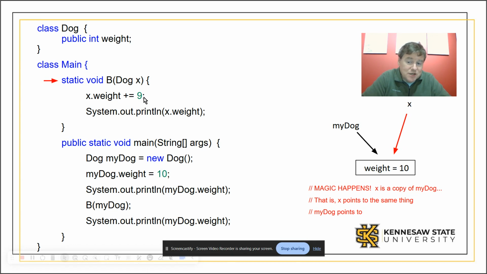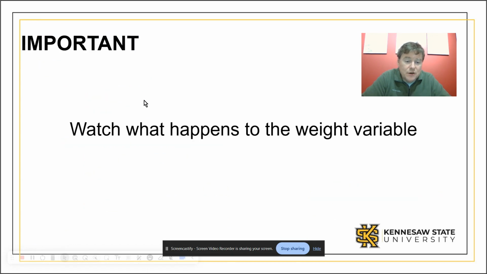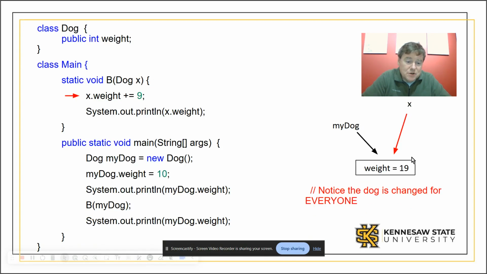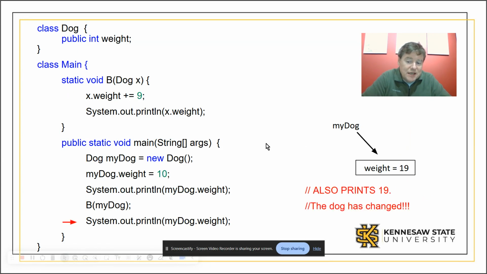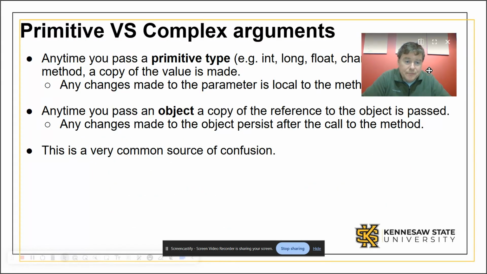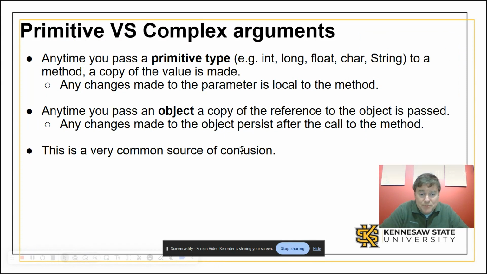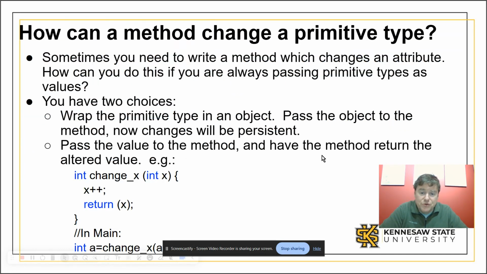So when I say x.weight plus equals 9, watch what happens. All of a sudden weight goes to 19 in both places because it's all the one thing. So when I print out 19 and I come back down here, I'm still going to print out 19. So anytime you pass a primitive type to a method, a copy of the value is made. Anytime you pass an object, the reference to the object is passed. This is a very common source of confusion.